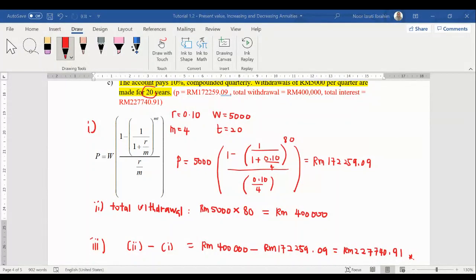So to find present value, always use the formula. To find total withdrawal, you have to make sure you know how many times withdrawals are made. And to find the total interest earned, always make it total withdrawal minus present value.